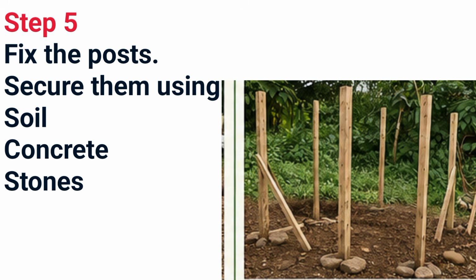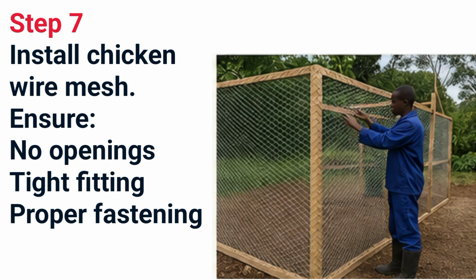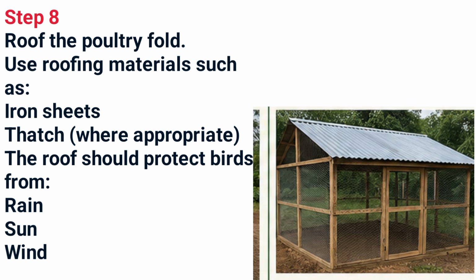Then, step number 6, we construct the frame. When you are constructing the frame, make sure you join the timber firmly using nails and hammer. Then after you have done that, we install chicken wire mesh around it. And when you are doing that, ensure that there is no opening, it is a tight fit, and it is properly fastened.